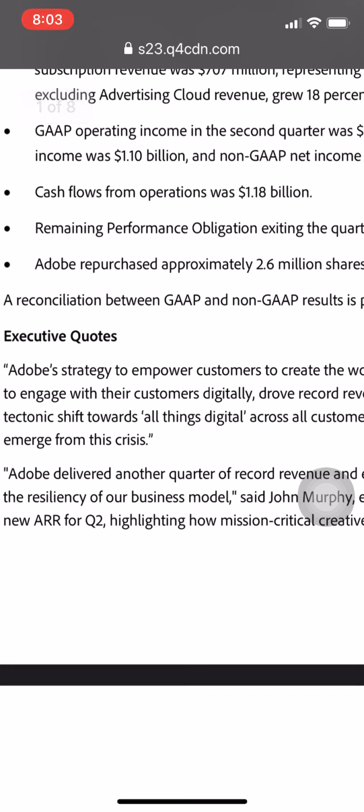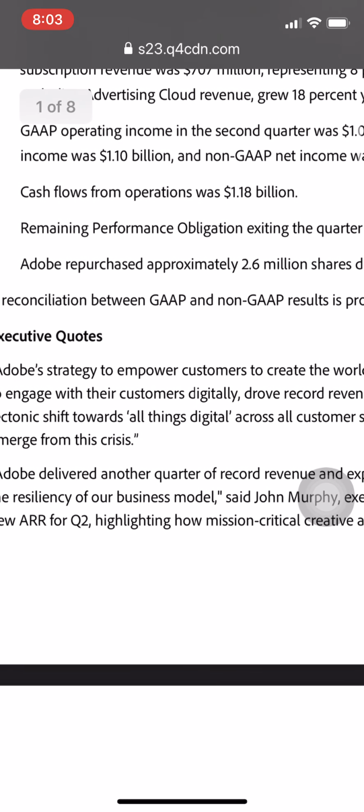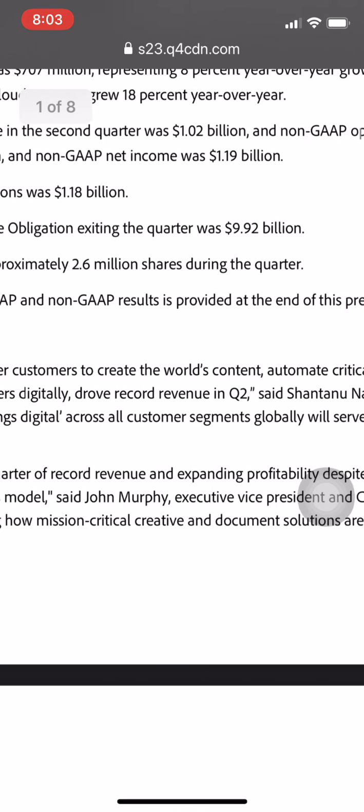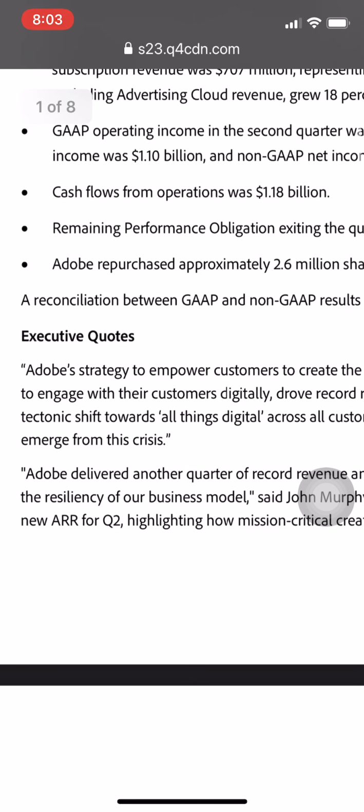Cash flow operations was $1.18 billion. So good to see that positive cash flow. And remaining performance obligation exiting the quarter was $9.92 billion.